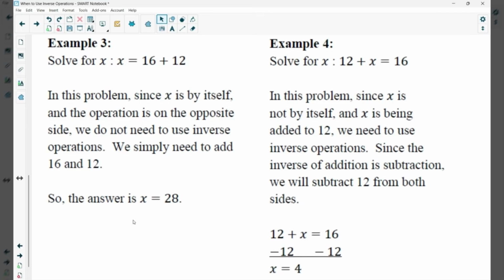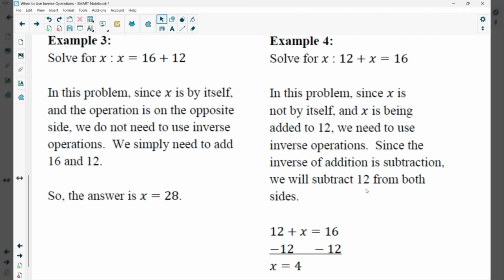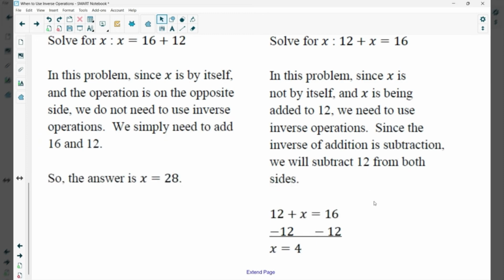Let's look at example 4. Solve for x. 12 plus x equals 16. Like example 2, x is not by itself, and I need to isolate x. And I know that I have 12 being added to x. The inverse of addition is subtraction, so I will subtract 12 from both sides to find my solution. So we can see here at the bottom of our screen, we're going to subtract 12 from both sides. We get x equals 4. The reason why we do this on both sides is 12 minus 12 is 0, and 0 plus x leaves us with x. So our solution is x equals 4.